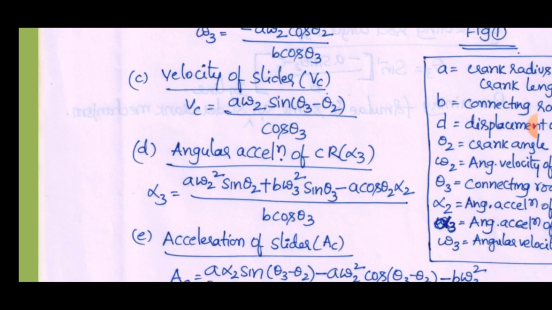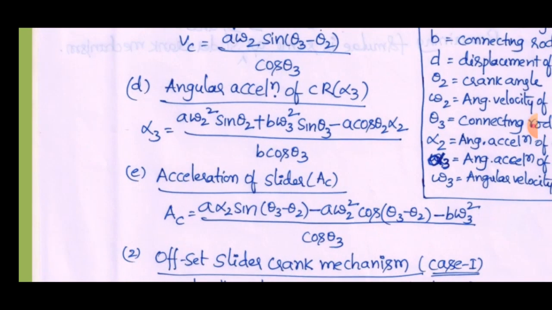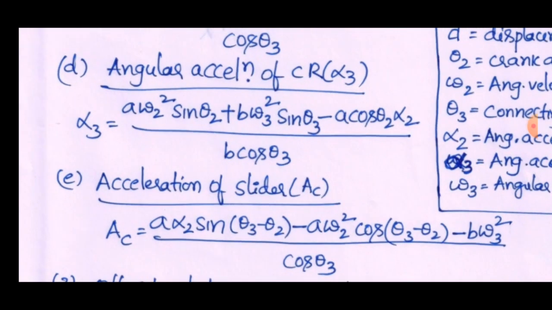Next, find the angular acceleration of the connecting rod. Angular acceleration, alpha, of the connecting rod, which is link 3 of a slider crank mechanism. Therefore alpha 3 is the angular acceleration of the connecting rod, which can be found using this expression: a omega 2 square into sine theta 2 plus b omega 3 square into sine theta 3 minus a cos theta 2 into alpha 2, whole divided by b cos theta 3. Using this you can find the angular acceleration, that is alpha of link 3. Therefore it is alpha 3.